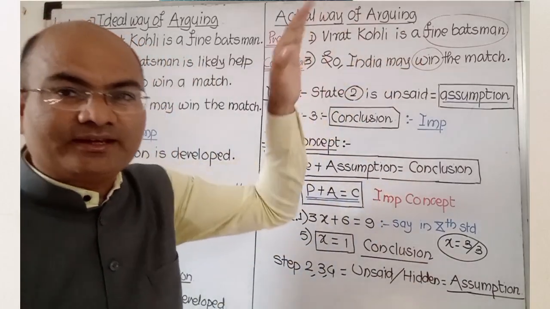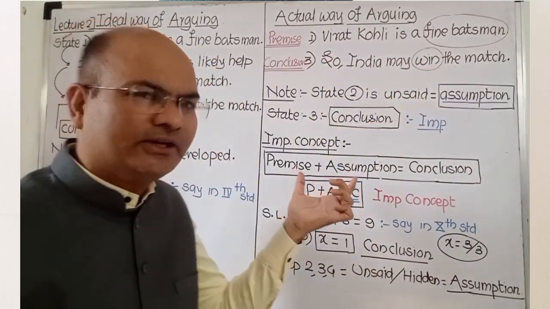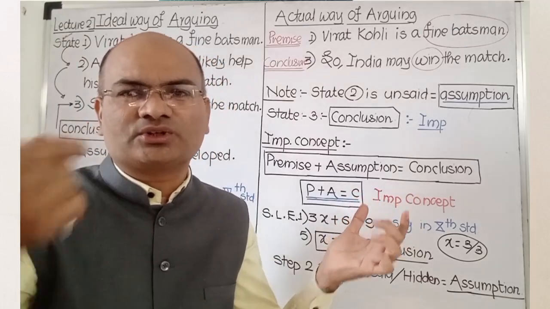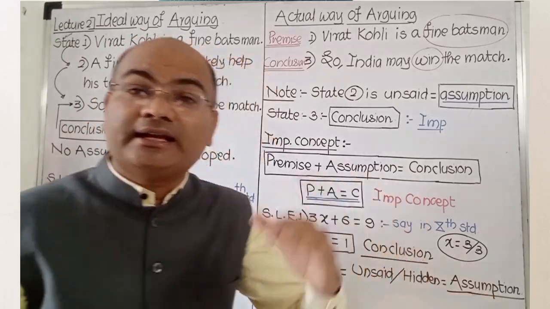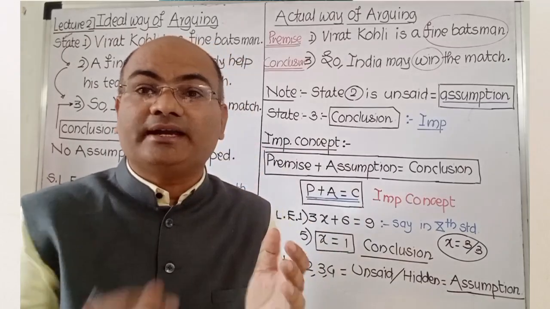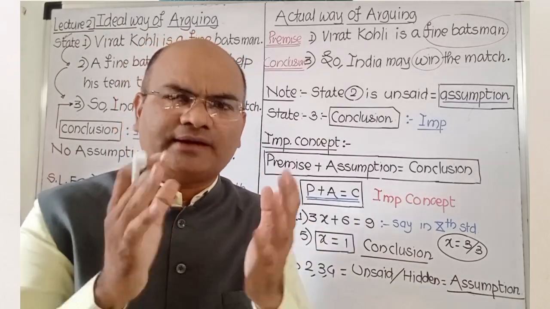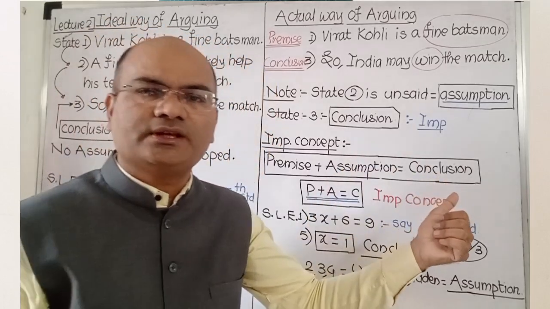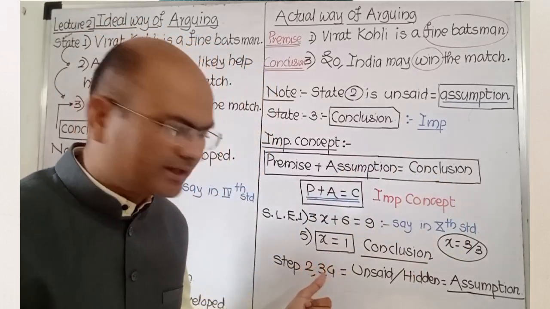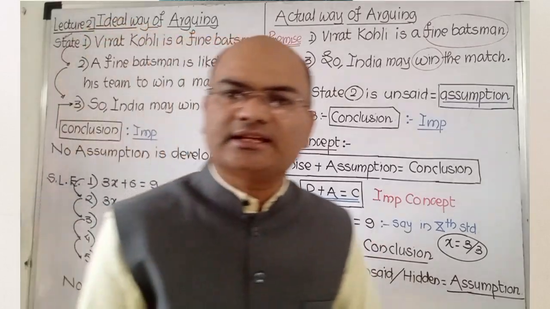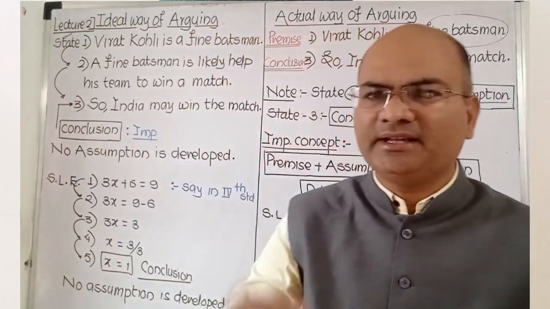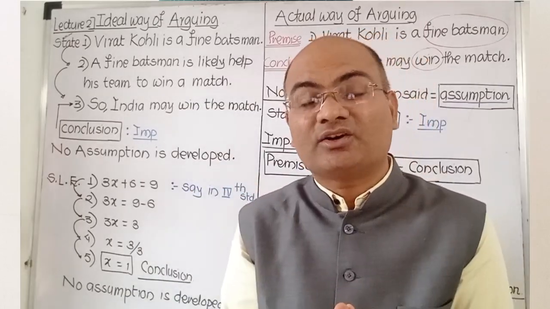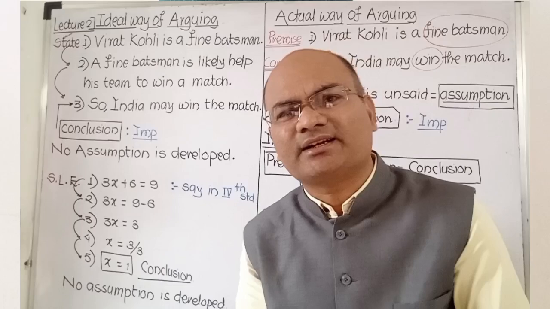Here it is hidden, and accordingly we have developed a new concept. We'll have a separate video on this: premise plus assumption is equal to conclusion. We will discuss how we can apply these concepts to passages and to examples of assumptions and conclusions, that is, what P plus A is equal to C means. So, I repeat once again, steps number 2, 3, 4 are unsaid steps and accordingly are called assumptions. I am repeating the statements because this is part of critical reasoning or critical thinking, where most students are confused.